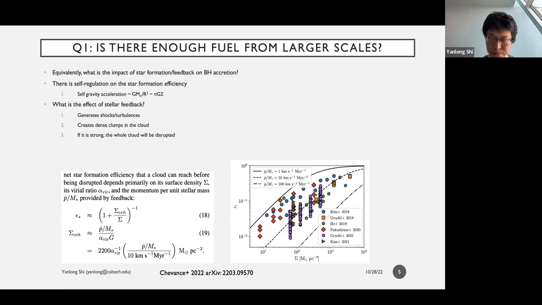So what is the effect of stellar feedback? From simulations, you can find that basically it can generate many shocks and turbulence. There are also some dense clumps in the cloud. And if the feedback is very strong, then the cloud might be disrupted, so all the material is just expelled away. So these are the different impacts of the feedback, and this kind of self-regulation behavior of the star formation efficiency is also verified by many simulation groups.